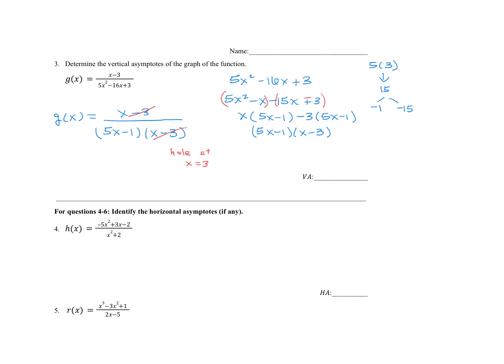However, when you look at the leftover part that doesn't cancel, this 5x minus 1 equals 0 is going to give you a vertical asymptote. So x equals 1/5 is the location of the vertical asymptote in this case.